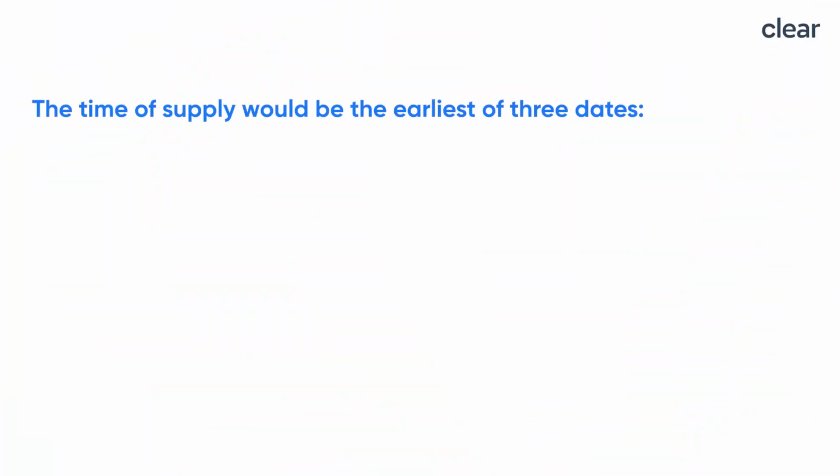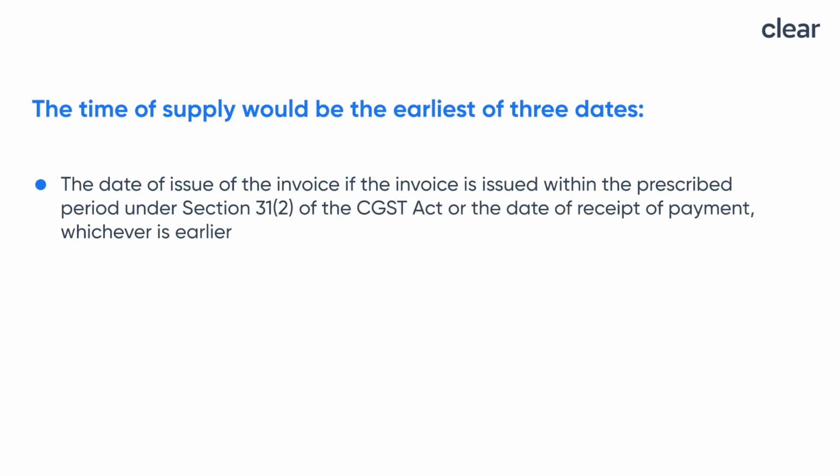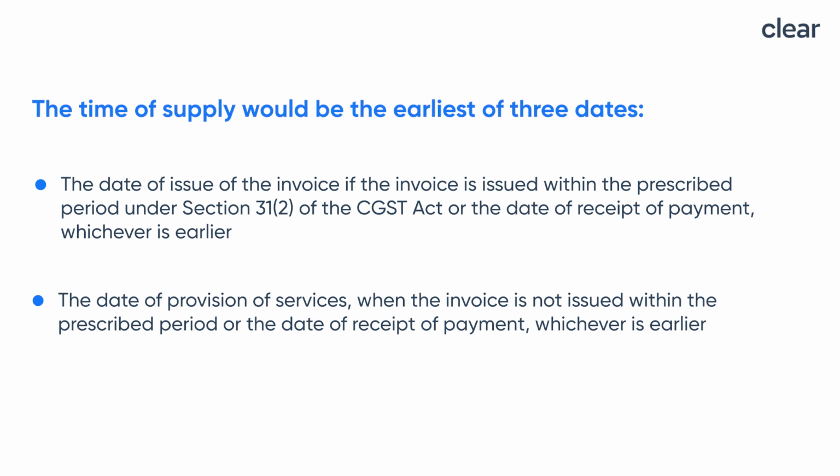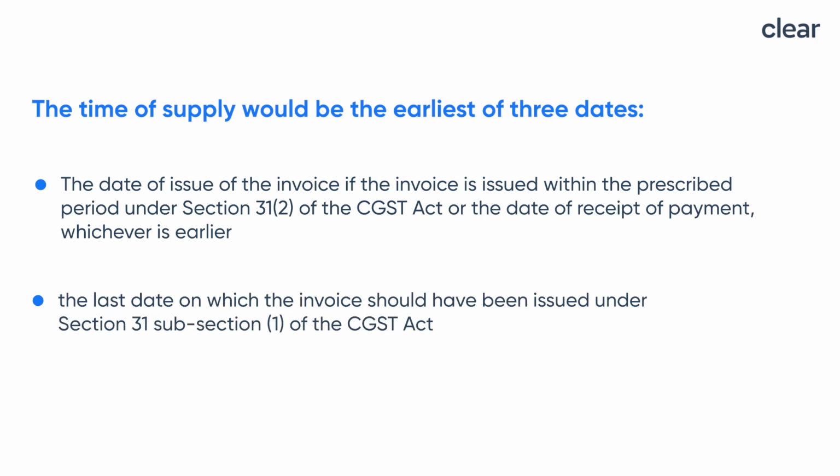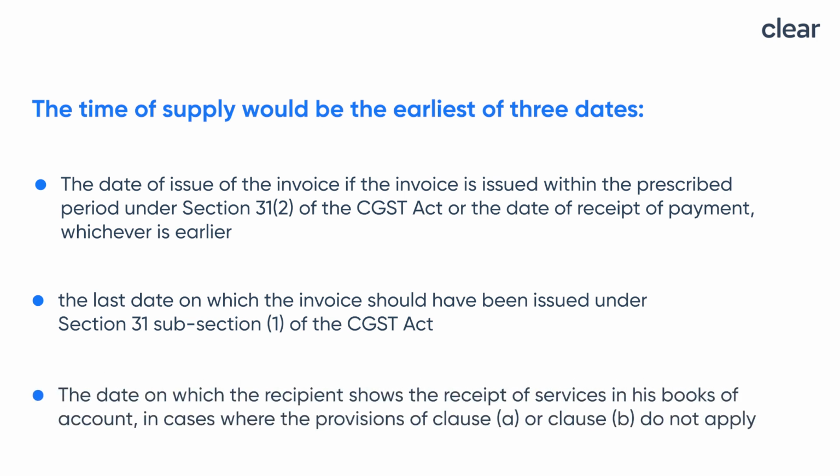Next, let's move on to the time of supply of services. In the case of services as well, the time of supply would be the earliest of three dates. Number 1, the date of issue of the invoice, if the invoice is issued within the prescribed period under section 31(2) of the CGST Act, or the date of receipt of payment, whichever is earlier, or number 2, the date of provision of services when the invoice is not issued within the prescribed period, or the date of receipt of payment, whichever is earlier. Number 3, the date on which the recipient shows the receipt of services in his or her books of account in cases where the provisions of above two clauses do not apply.